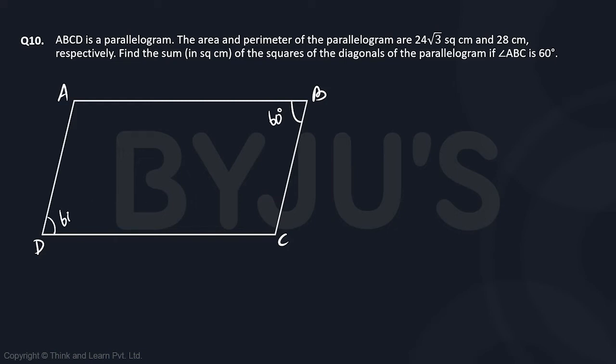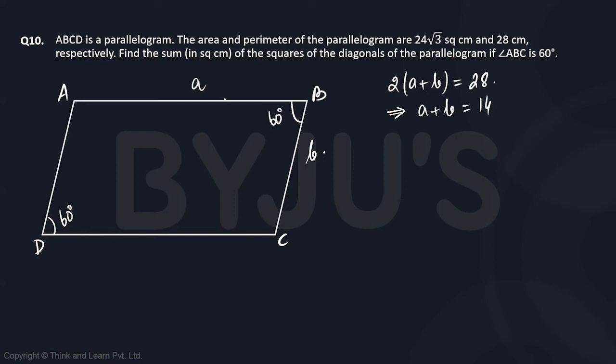Now in a parallelogram, the opposite angles are equal, right? So these are going to be 60 each. Now, if we have to find the sum of the squares of the diagonals, right? So let's say these sides are A and B. So we know that 2 times of A plus B is given as 28. So we will have A plus B is equal to 14. So this is the first thing.